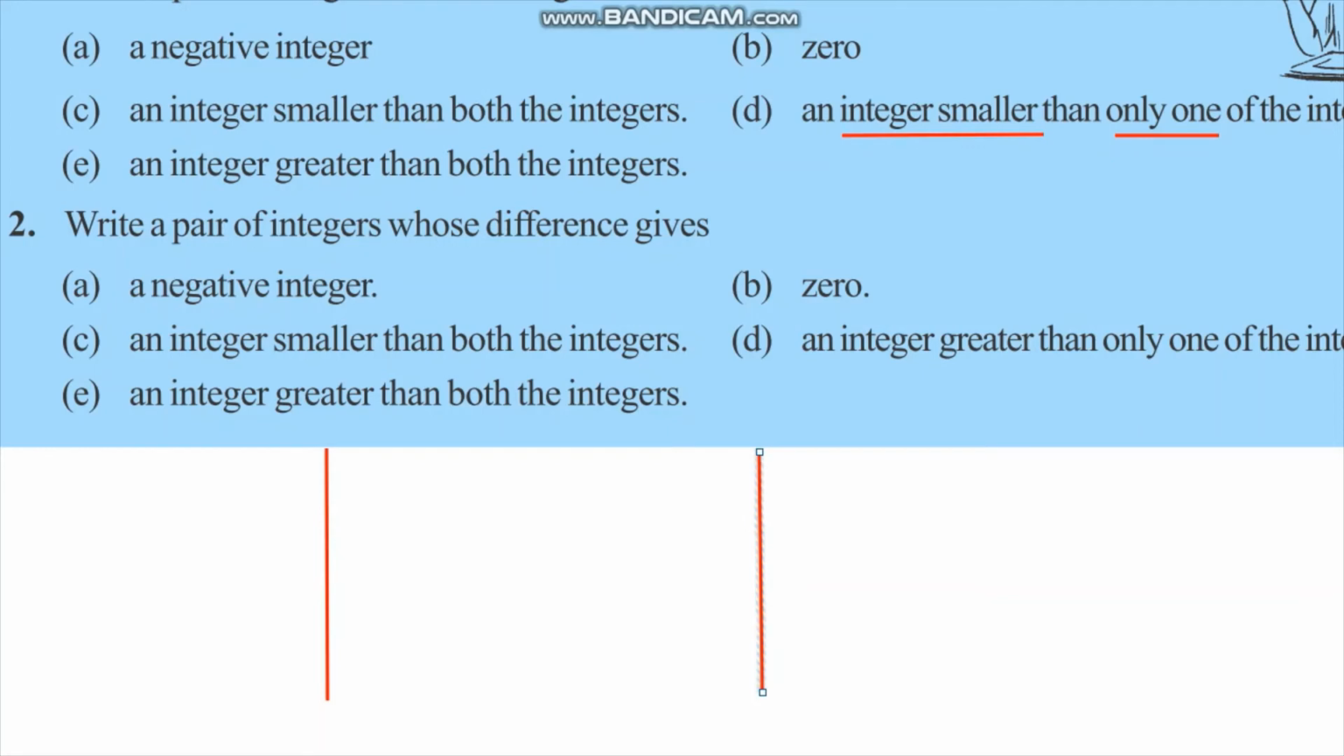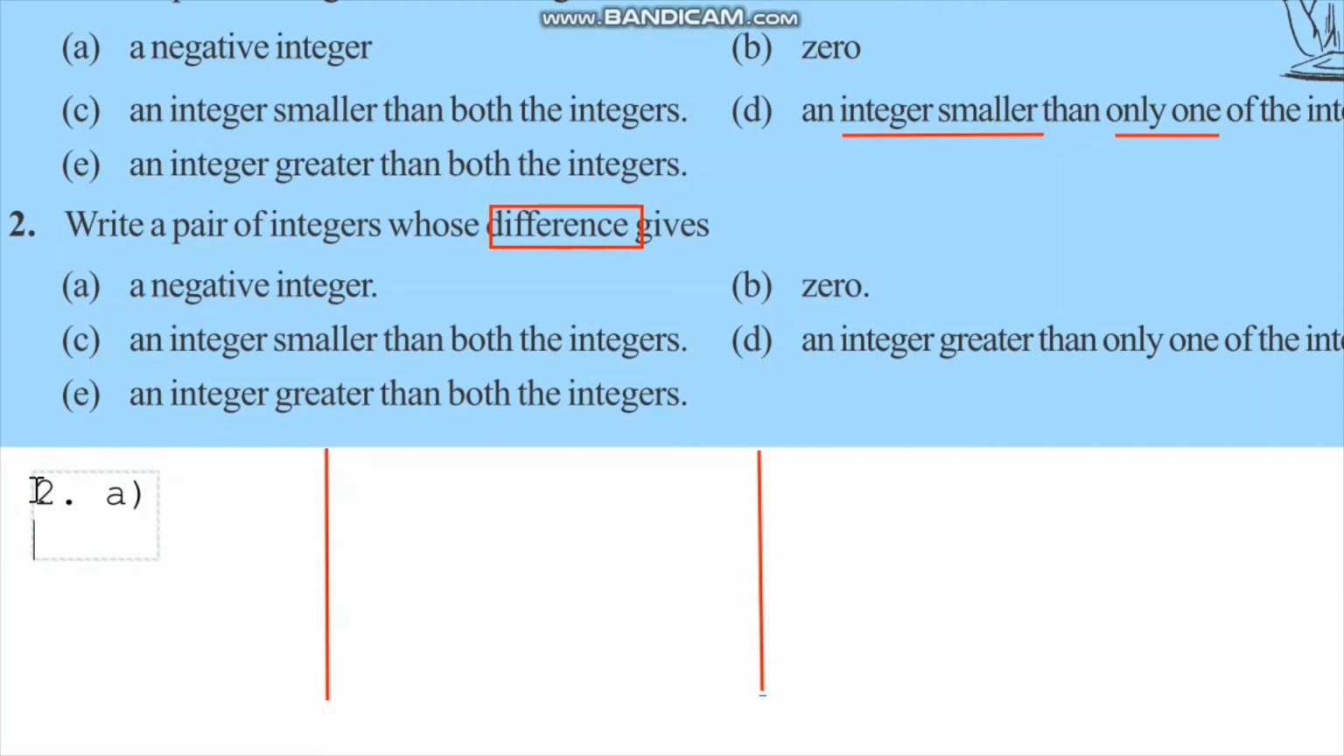So question 2A wants us to write a pair of integers whose difference gives us a negative integer. You can think about this a little bit, but the easiest example in this case is to work with two positive integers such that you are subtracting a bigger number from a smaller number.